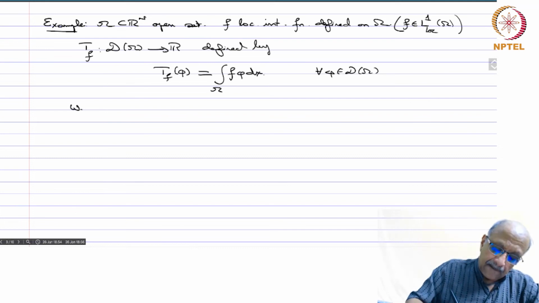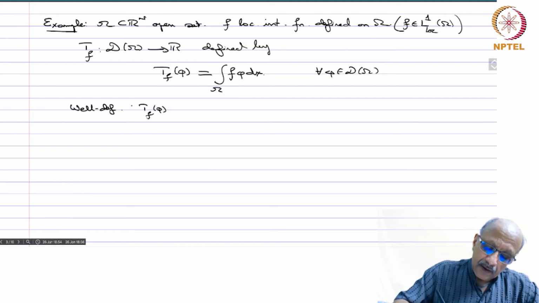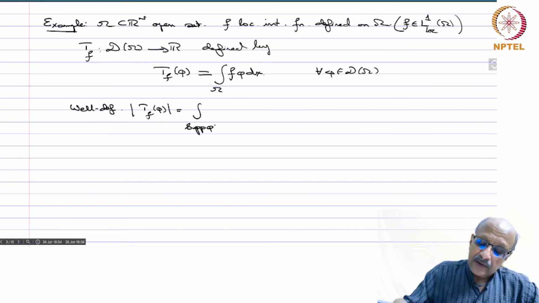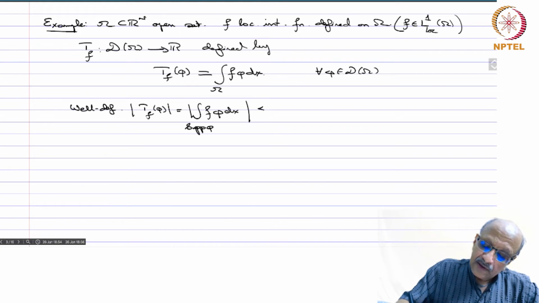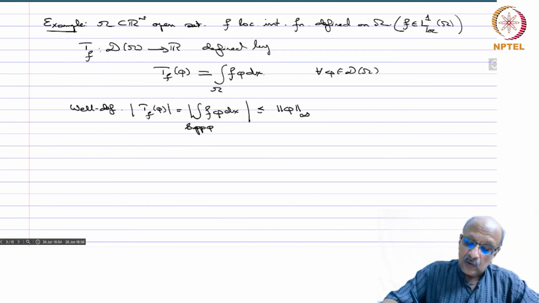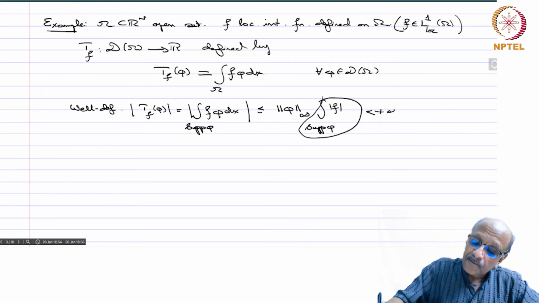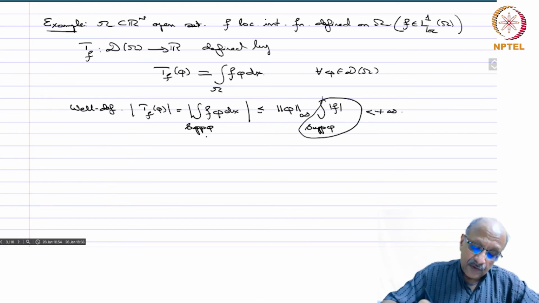Okay, so we have to check that this is a distribution. So first of all, it is well defined, because you have the modulus of Tf of phi equal to the integral over omega, but it is enough to take it over the support of phi, because outside the support phi is 0, and this is a compact set. So this is the modulus of the integral of f phi dx. This is less than or equal to norm phi infinity, that is the sup or the max of this function over the compact set support of phi, times the integral of mod f over the support of phi. And now this is a compact set, and you know that this quantity is finite. Okay, and this is also finite, and therefore mod Tf of phi is a finite number, so it is well defined, and it is also linear.